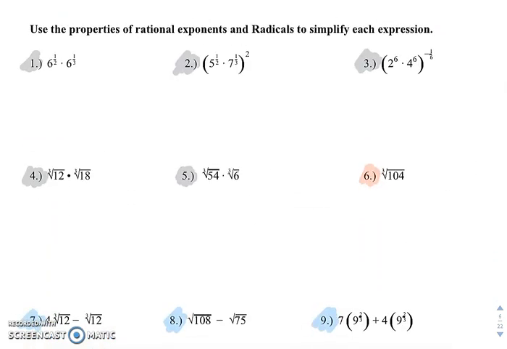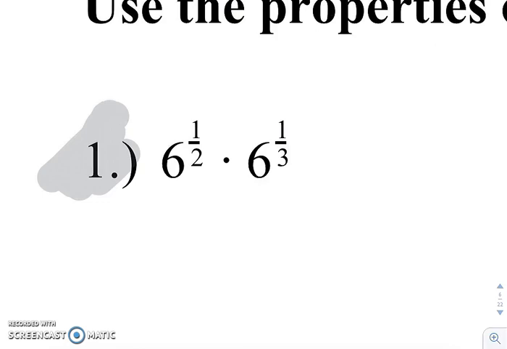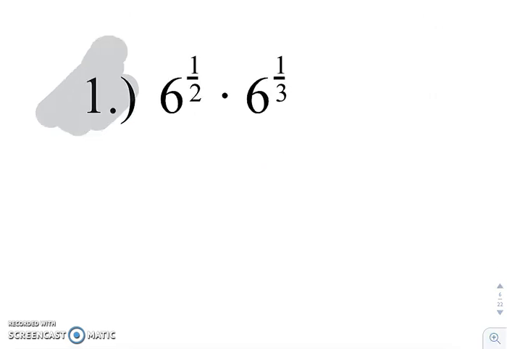So if we're trying to use our properties of rational exponents and radicals to simplify multiplication problems, if we look at number 1, 6 to the 1/2 times 6 to the 1/3. If this were x and x, you wouldn't say x times x is x squared. You'd say, okay, keep the base of x, but add the exponents. So we're not going to multiply 6 times 6. We're going to keep that base, but add 1/2 plus 1/3.